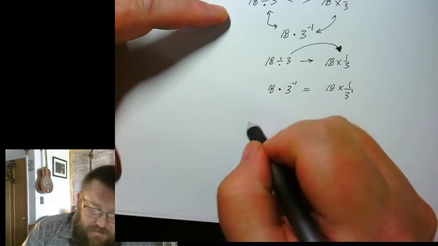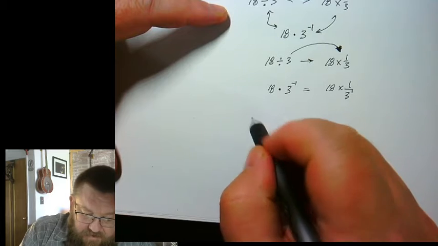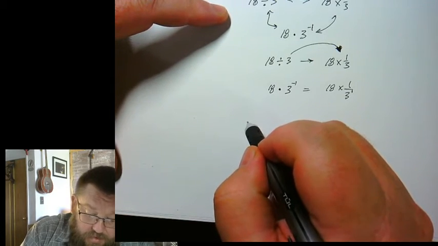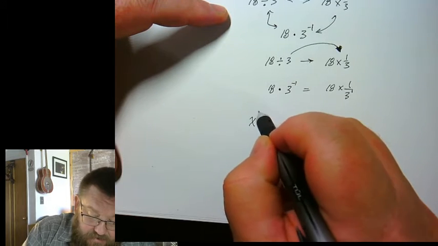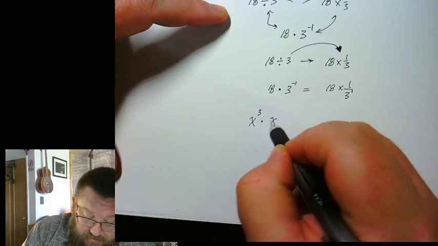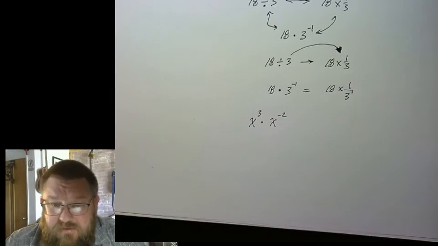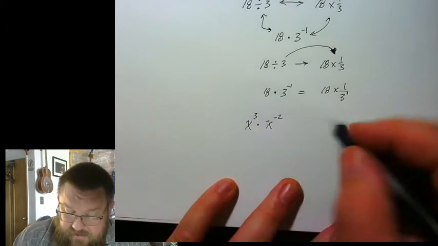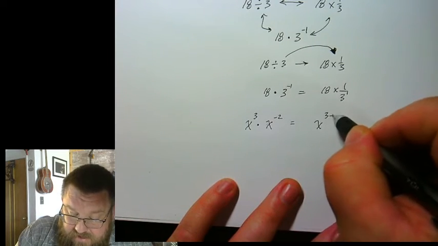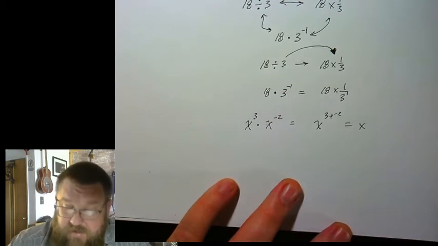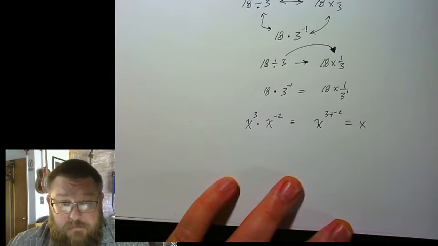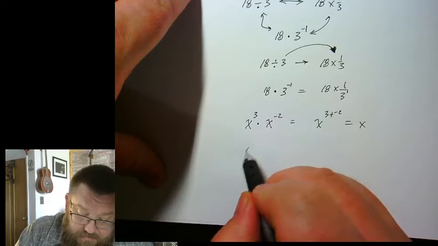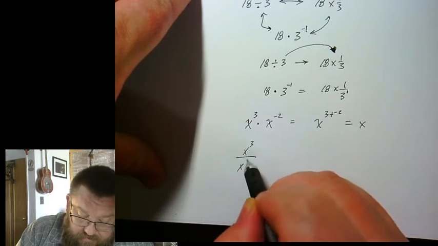How about let's start with something like this. How about we did x to the third times x to the -2? There's a couple things going on here. Do you see how the bases that are multiplying are the same? So you could actually add those exponents, right? That's true, right? Also, would you agree that this right here would be the same as that?